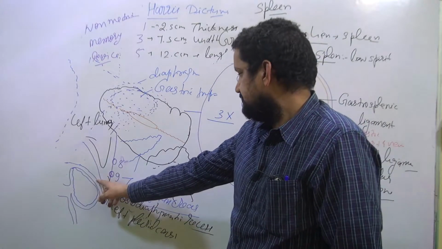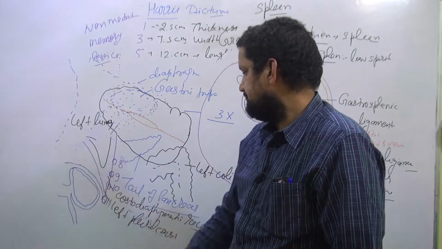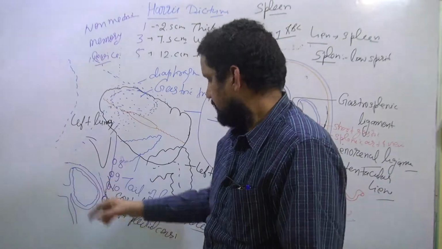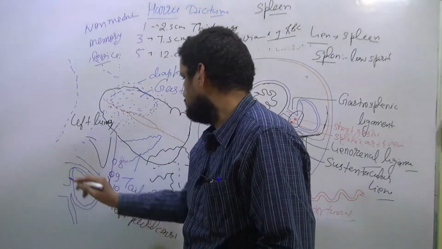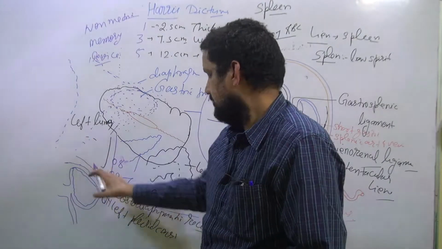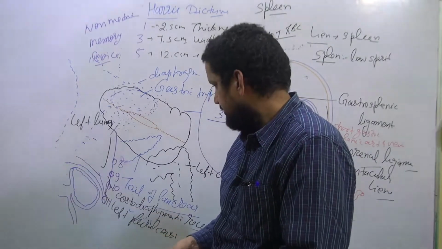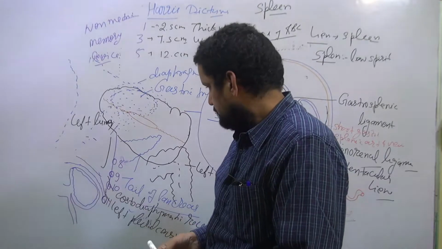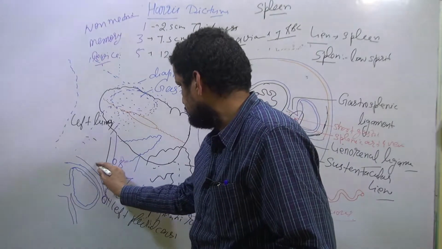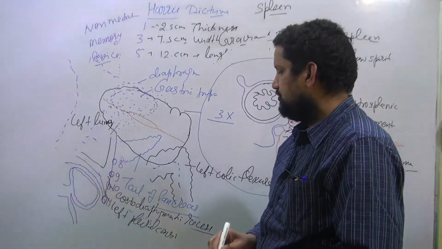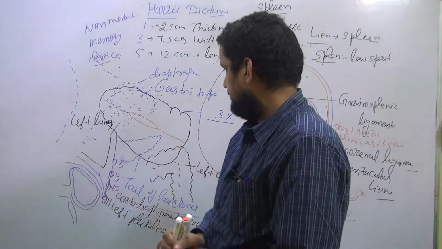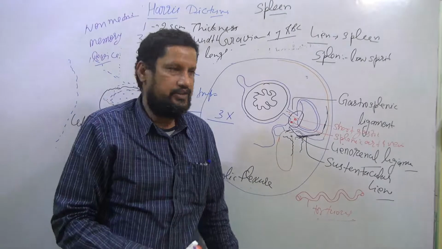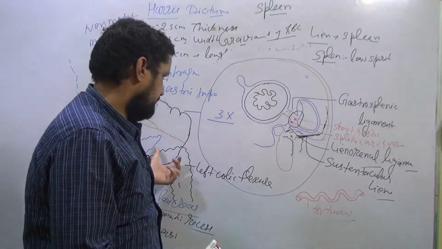Outside the diaphragm, there is the costodiaphragmatic recess, and this is the diaphragm, and this is the lower lobe of the left lung. So these are the diaphragmatic relations of the spleen, and these are the visceral relations of the spleen.